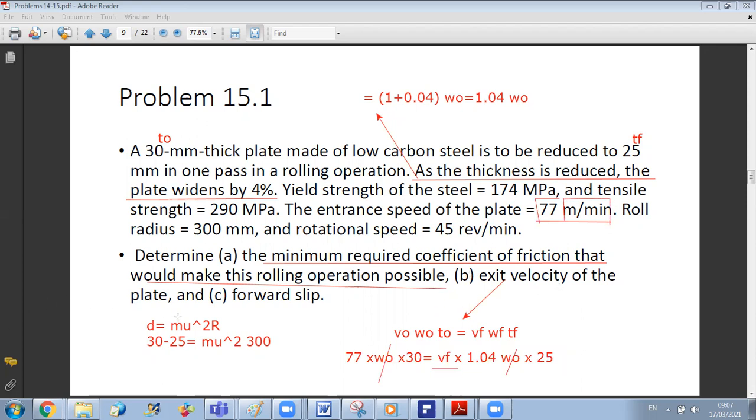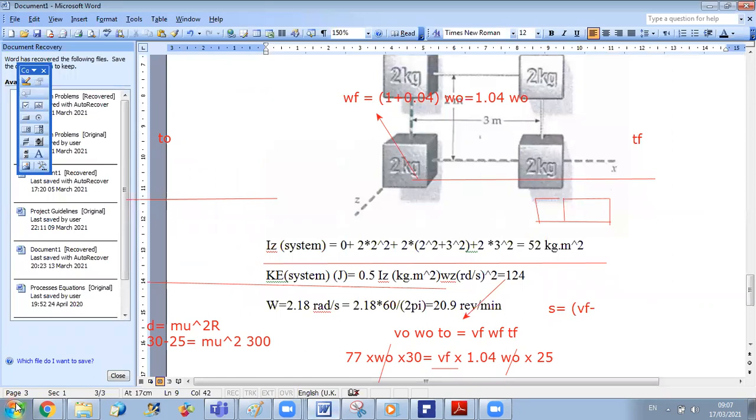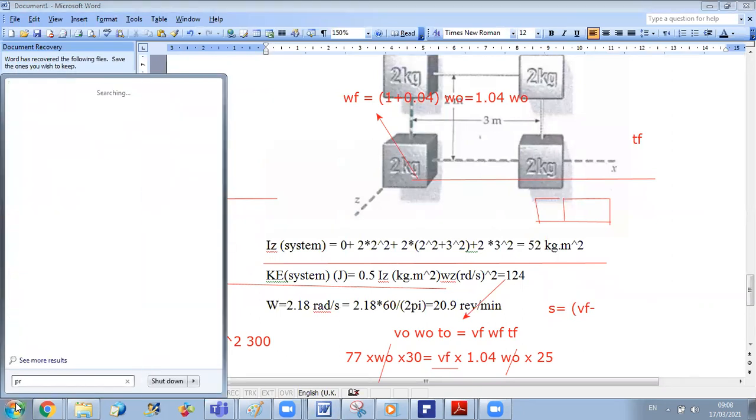And finally, I want to calculate the forward slip. The forward slip definition is equal to V final minus, who remembers, what is the definition of forward slip? Look, we will see together the equations again.